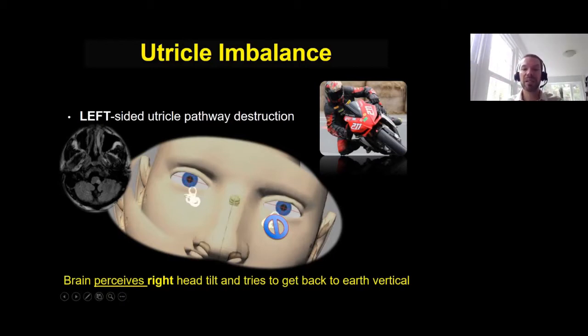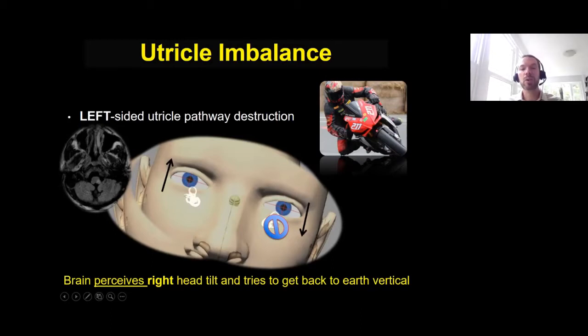This patient, who has a pathologic ocular tilt reaction, thinks that they started to the right when in fact they started here. So instead of going from right to center, they're going from center to left. This is what they now think is their gravitational vertical, even though that's not the case. So this is a pathologic ocular tilt reaction, but it is also compensatory in a way. The brain is trying to get back to gravitational vertical, what it perceives to be gravitational vertical.